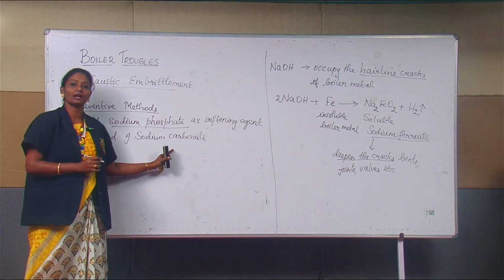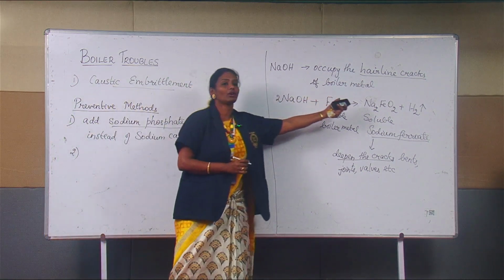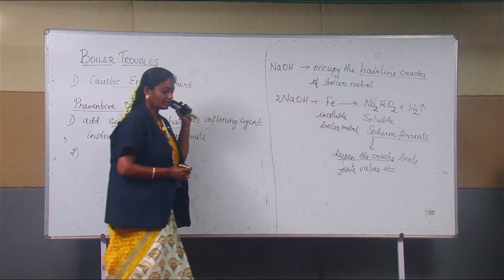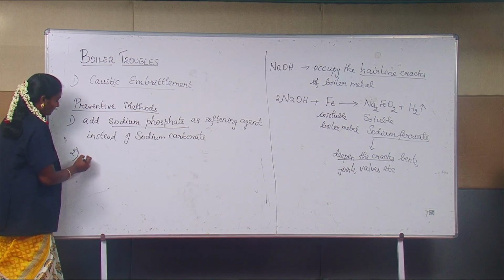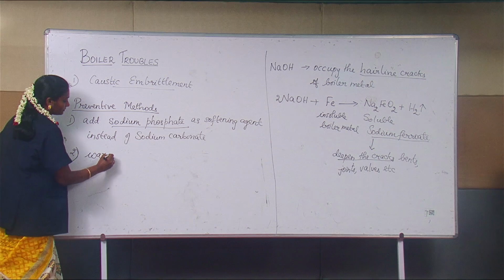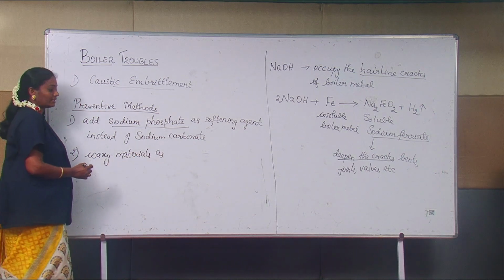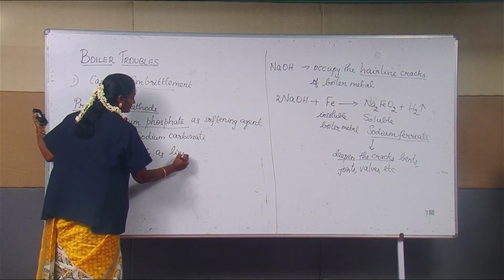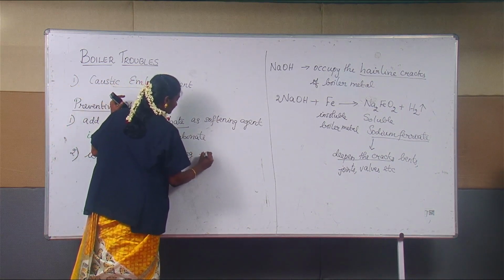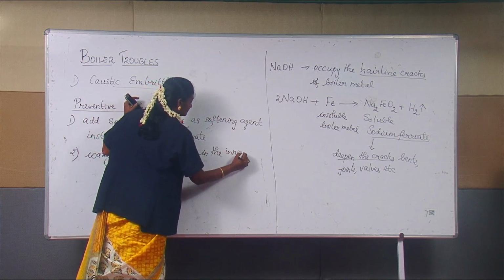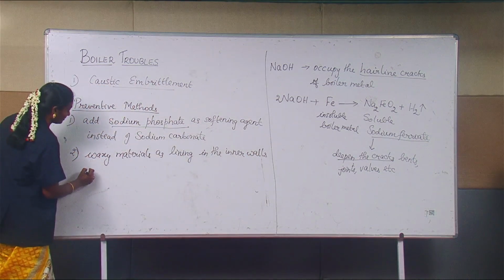So if there is no sodium carbonate, then there will not be any formation of sodium hydroxide. If there is no sodium hydroxide, then there will not be any formation of sodium ferroate, so which we can avoid this caustic embrittlement. The second way is by using waxy materials. So these materials we would use as lining. Some of the waxy materials are, we are going to coat it as a paint in the inner walls of the boilers.